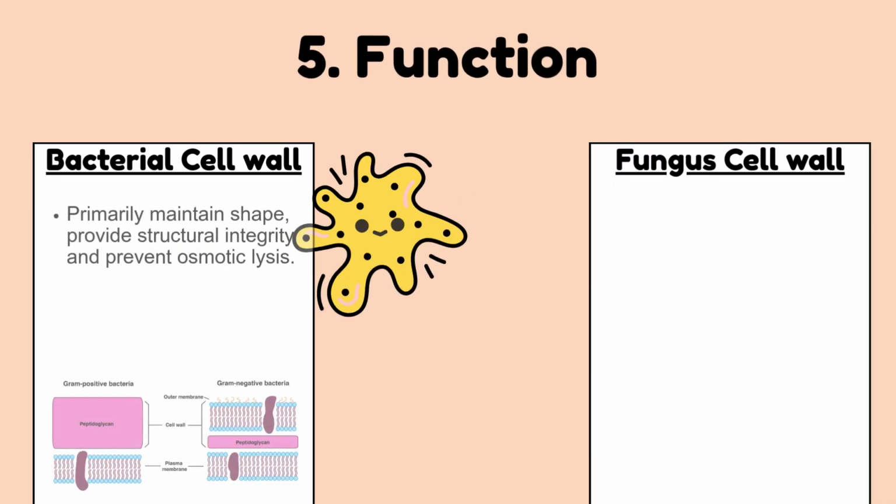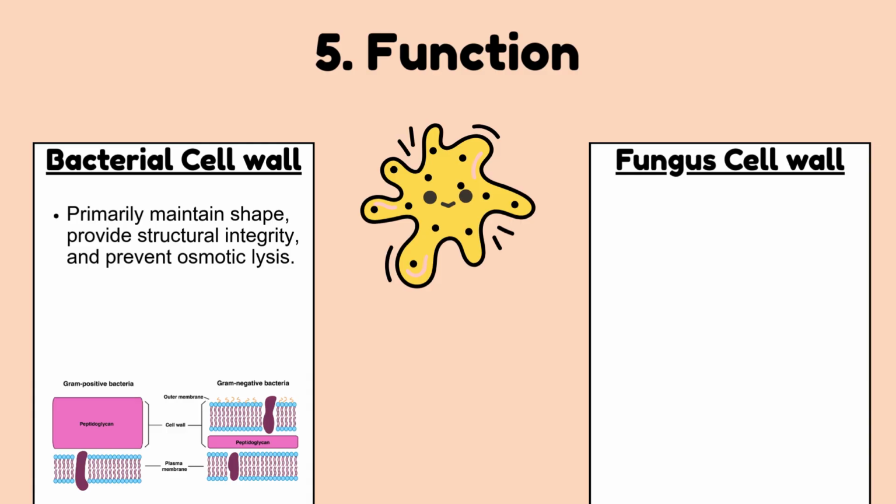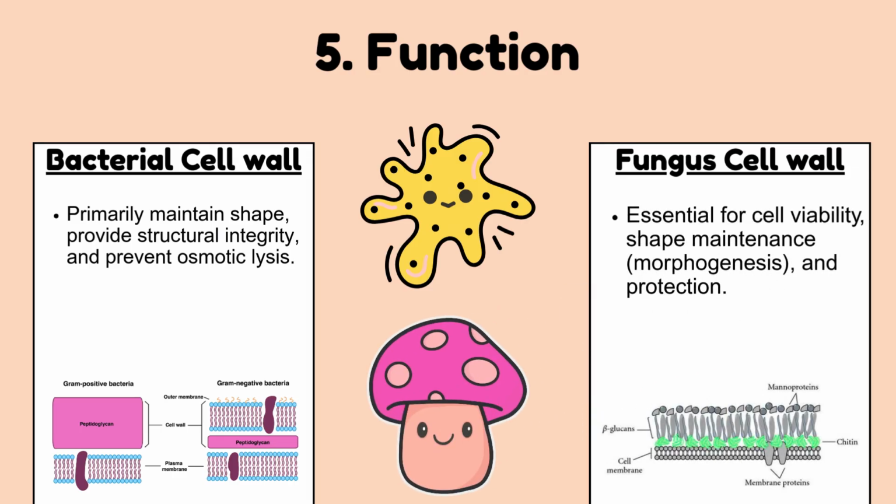Function. Bacterial cell walls primarily maintain shape, provide structural integrity, and prevent osmotic lysis. Fungal cell wall is essential for cell viability, shape maintenance, morphogenesis, and protection.